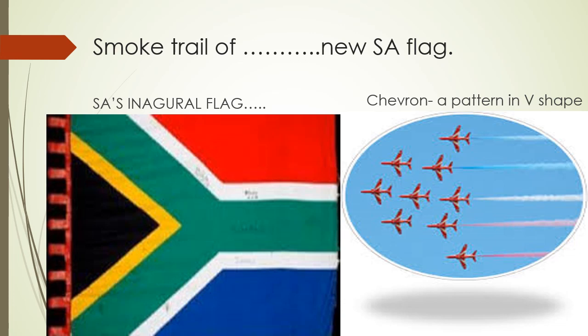And in this slide, you are able to see the smoke trail of the new South African flag. Here you can see the flag, which has the colors red, blue, white, green, yellow, and black. And nearby you can see another picture which has a chevron shape, that means a V pattern shape of the jets, which release colored smoke like red, blue, green, yellow, white, etc.